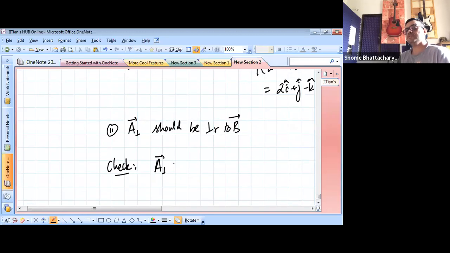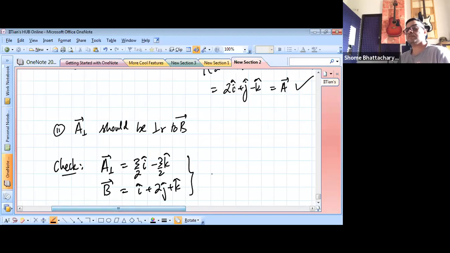So a perpendicular we just saw was 3 by 2 i cap minus 3 by 2 k cap, and the vector b we saw earlier was i cap plus 2 j cap plus k cap. So now, therefore, check their dot product. A perpendicular dot b, how much is it coming?